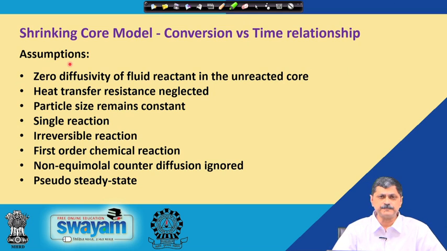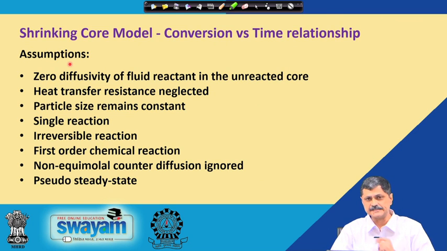We will present the conversion versus time relationship using the shrinking core model, and for different cases we will assume that the reaction is controlled by one resistance at a time. We will make certain assumptions. Of course, the first assumption is zero diffusivity in the shrinking core. The second one is that the heat transfer resistance is neglected. The third one is the particle size remains constant, then single reaction, irreversible reaction, first order reaction, and non-equimolar counter diffusion is not considered, and we will assume pseudo steady state.